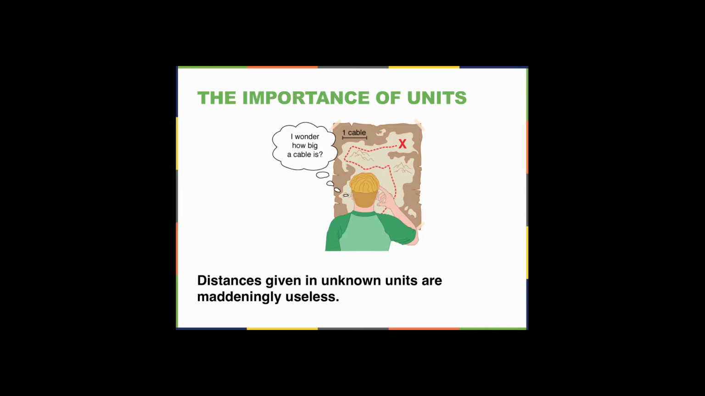In this case, a unit has been given, but the poor observer here doesn't know what it means. He's thinking, what's a cable? Or how long is a cable? So in order for this to be useful, you have to have some way of translating cable into meters, which is the System International unit for length. So distance given in unknown units is maddeningly useless. A distance given without units is even more maddeningly useless.